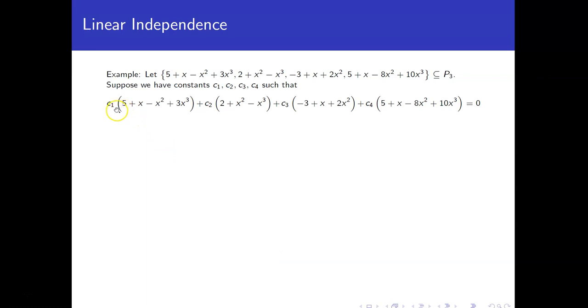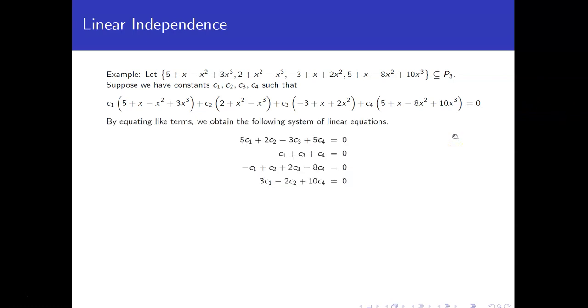We just have the constant C1 times the first polynomial plus C2 times the second, C3 times the third, C4 times the fourth. We want that to be equal to 0. Now in the previous example, we equated components. In this example, since we have polynomials, we'll equate like terms. Notice on the right-hand side, we have 0 constant term, 0x term, 0x squared term, 0x cubed term. So we're just going to equate like terms.